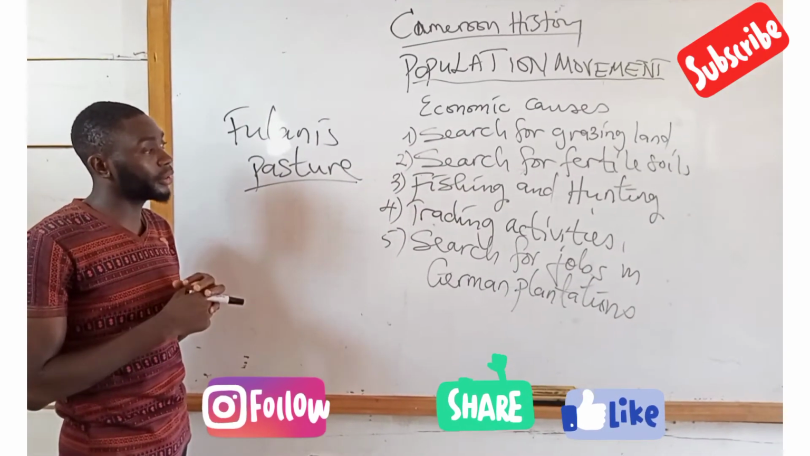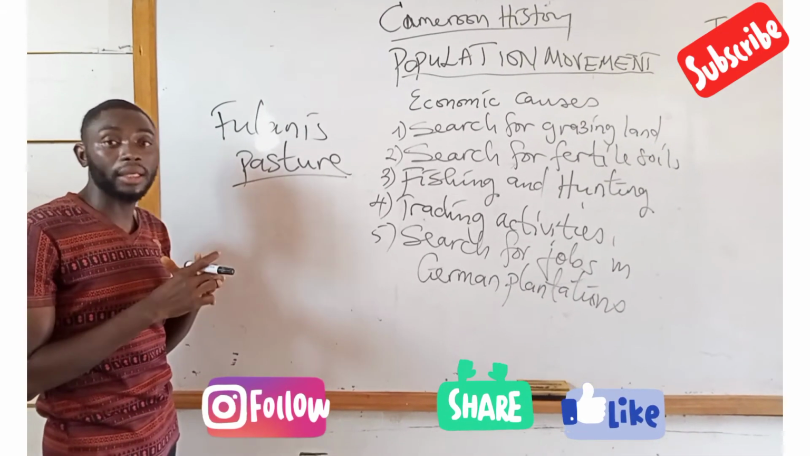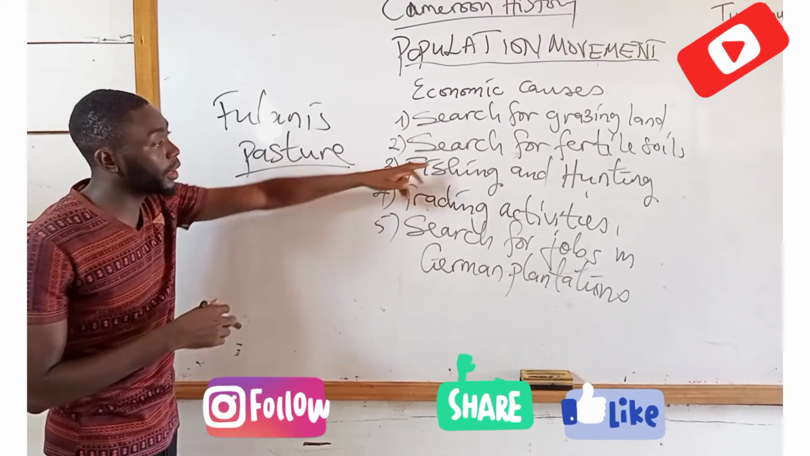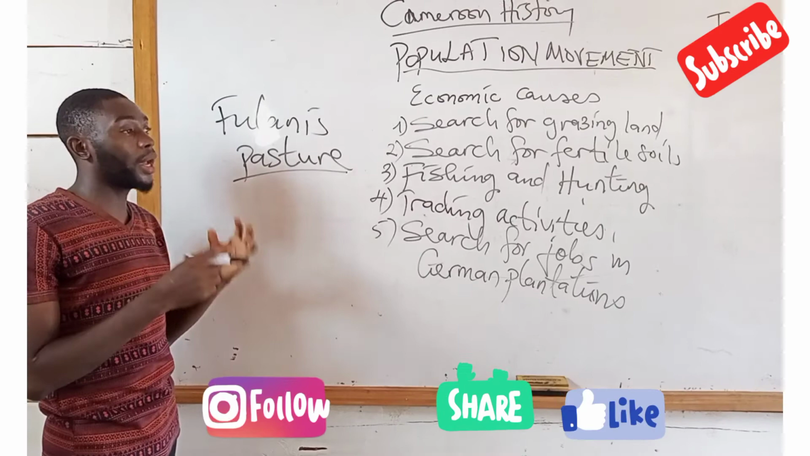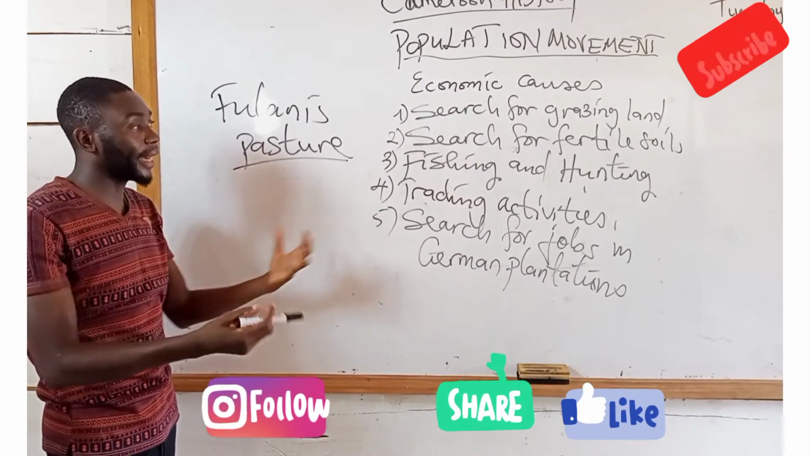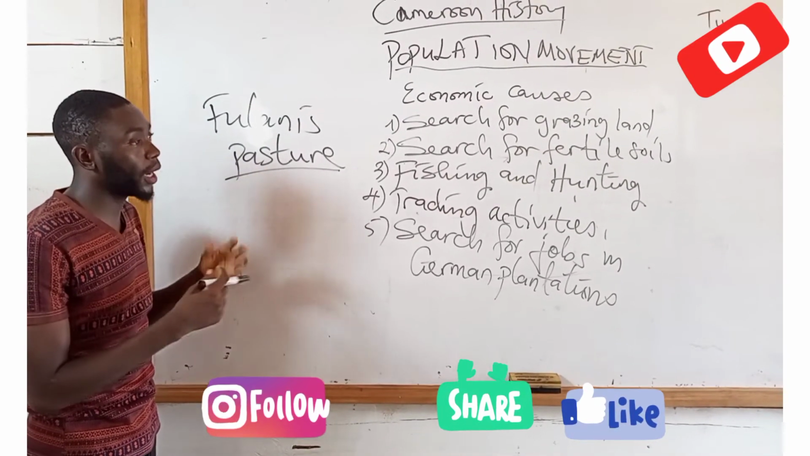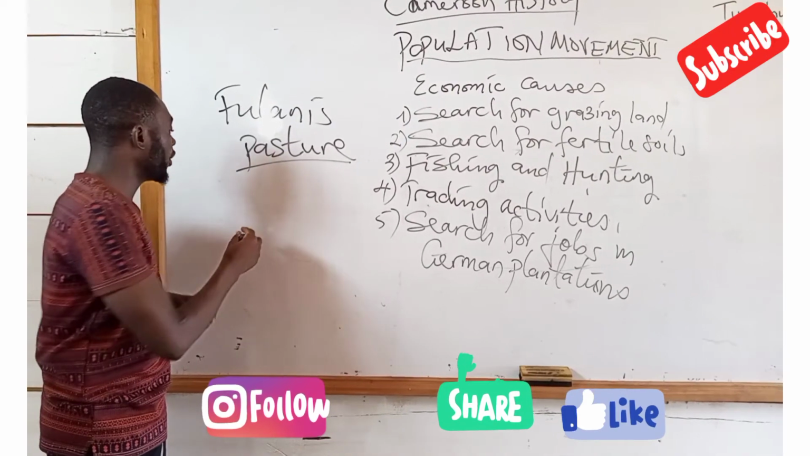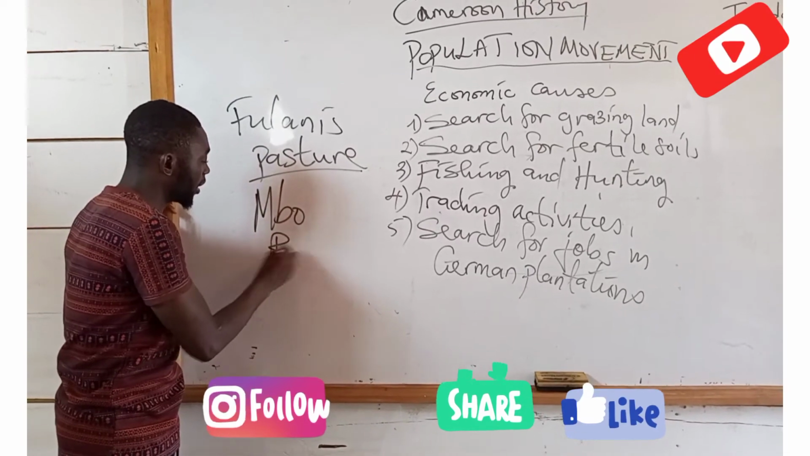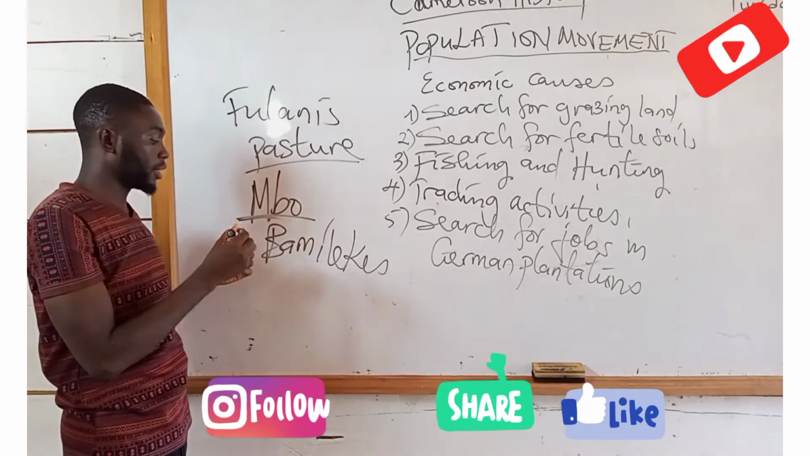Again, the second economic reason we talk about is fertile soils. People migrated in 19th century Cameroon from one part of the country to another because they needed fertile soils where they could cultivate crops and rear animals. These fertile lands caused people to migrate, as we can look at the case of the Bamilekes who moved towards the Mbo Plains. The Bamilekes migrated towards the Mbo Plains because they needed fertile lands.